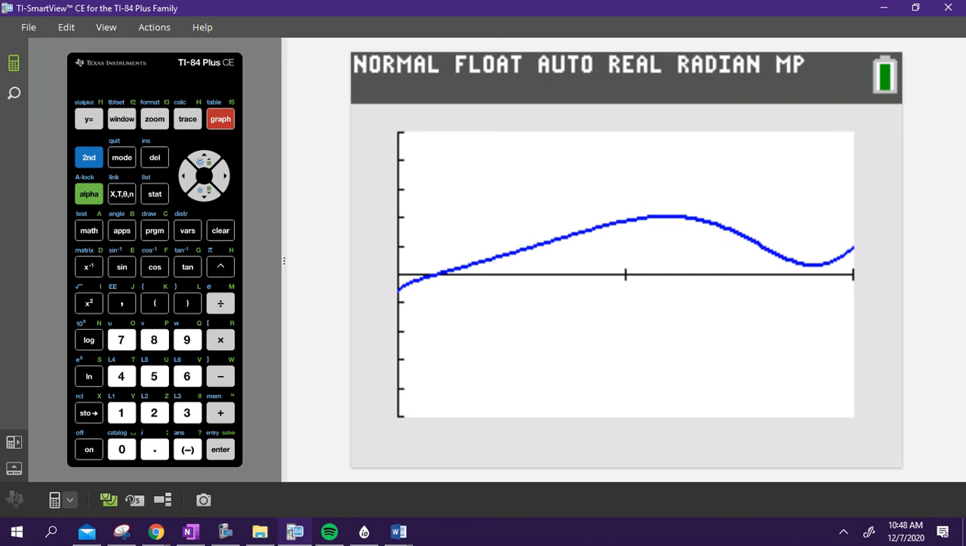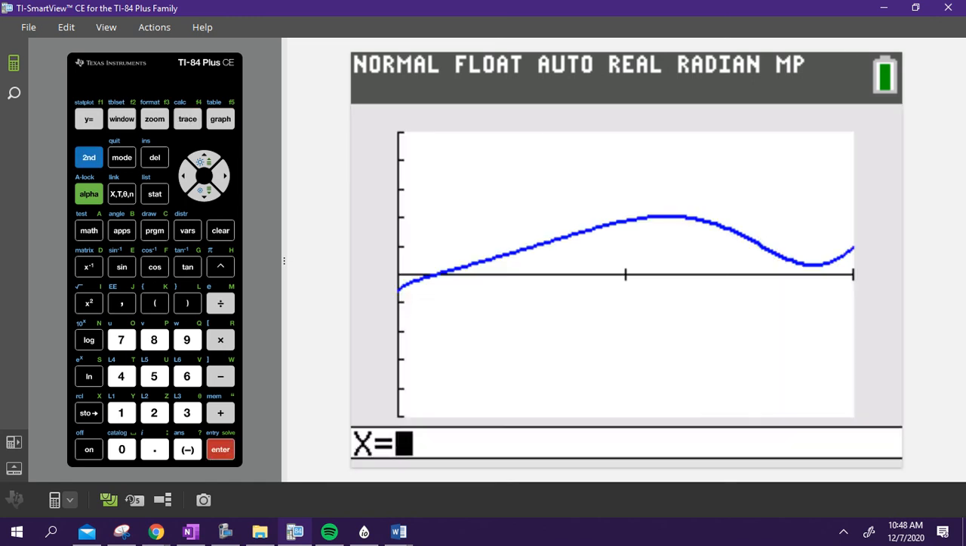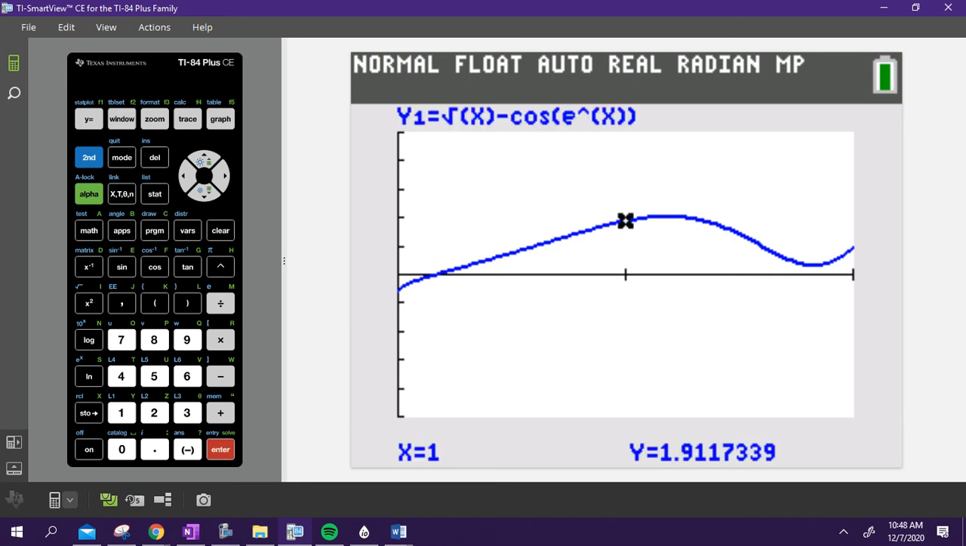We are answering these questions about t equals 1. So if I go second, calculate the value, second calc the value at x equals 1. I like doing that because it'll just put an x on my screen. That way I know exactly where I'm looking. But there's x equals 1.